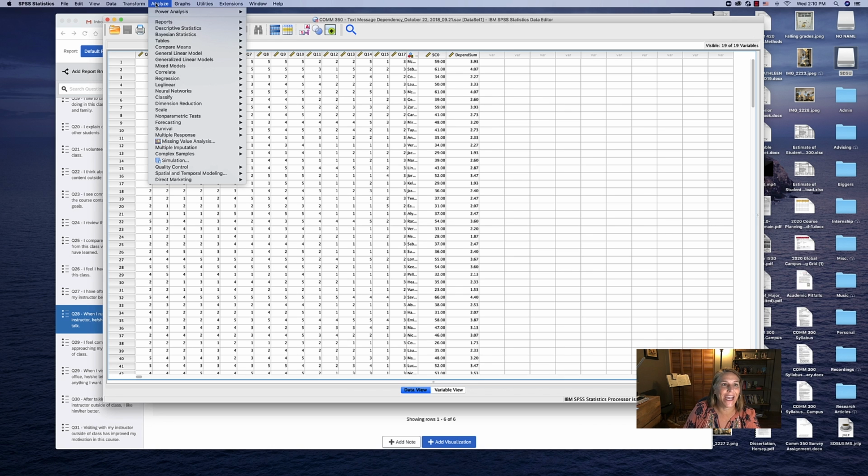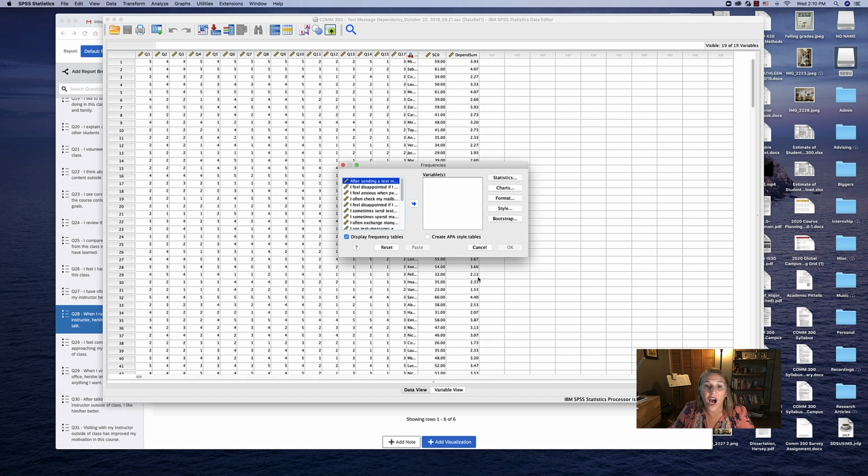So let's go ahead and analyze, descriptive statistics, frequencies. Now, I have to put in the variables I want. Okay, I want to display the variable names. Now, take a look at this. See how there are no variable names here?